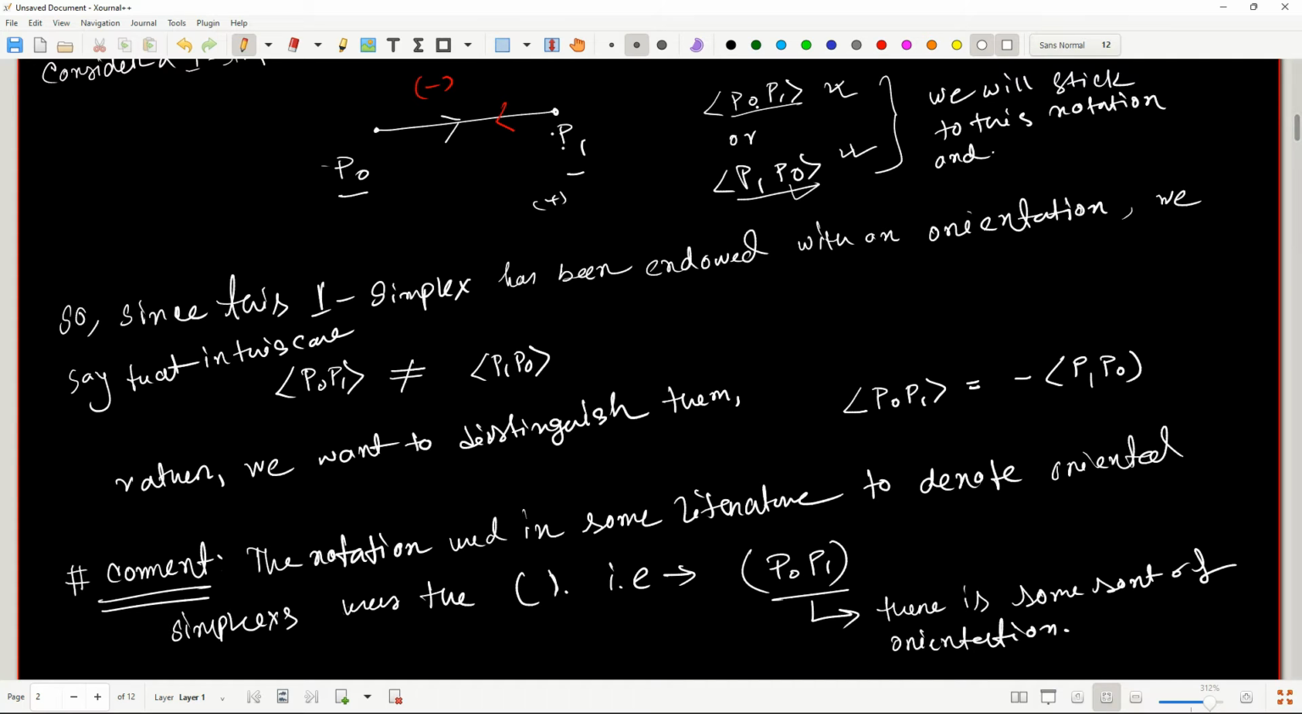And whenever we are dealing with oriented simplexes, we will mention that explicitly.